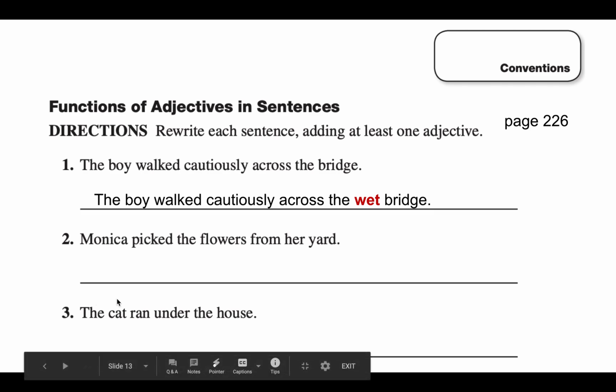Number 3 says, the cat ran under the house. You can modify the noun cat or house. So you could say, the brown cat ran under the house, or the brown cat ran under the small house. Okay, so you just have to add adjectives in and at least one for each sentence.